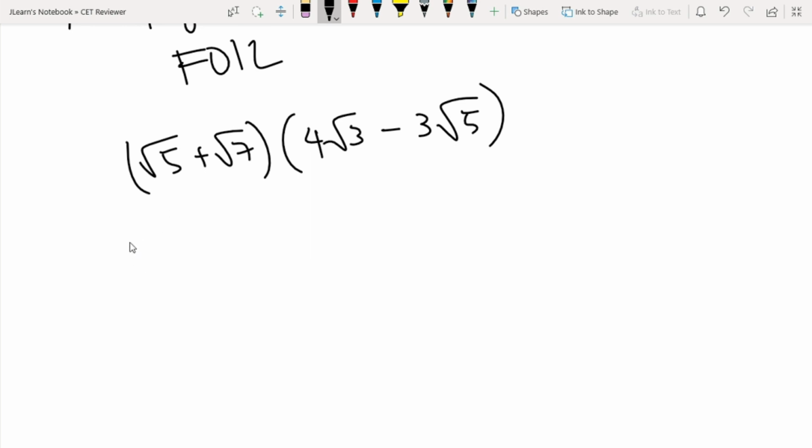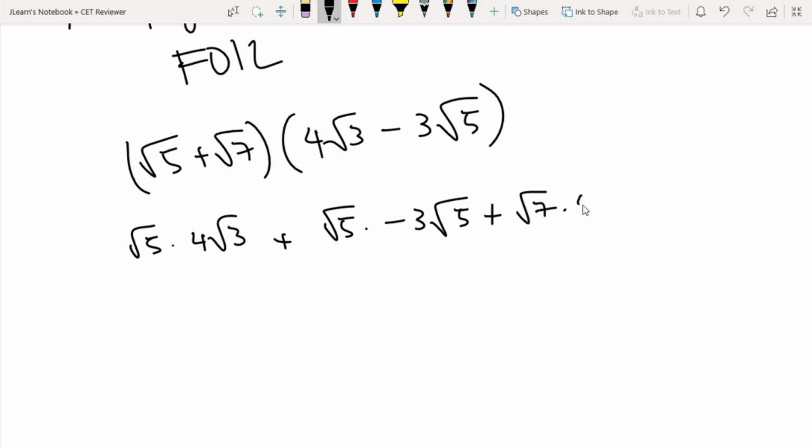So first, that will be square root of 5 times 4 square root of 3, plus outer, that will be square root of 5 times negative 3 square root of 5, plus inner, that will be square root of 7 times 4 square root of 3, plus outer, square root of 7 times negative 3 square root of 5.